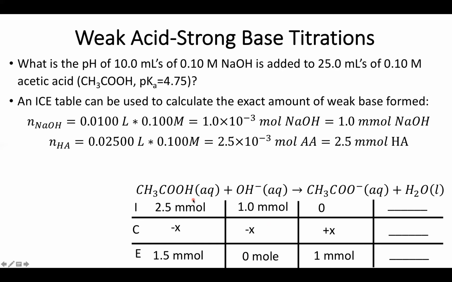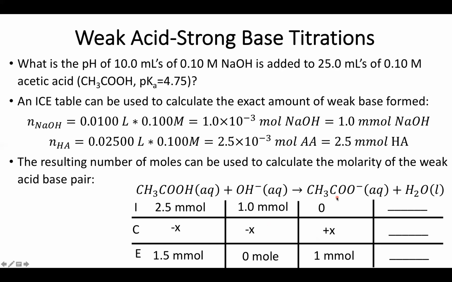However, last time we ended up producing a salt. This time we end up producing 1 millimole of a weak conjugate base, namely acetate. So in this case, we've got a conjugate weak acid-base pair. That means we've got a buffer. So one of the notable things is you can use a titration to generate a buffer along the way, which means we need the concentrations of both the acetic acid and the acetate.